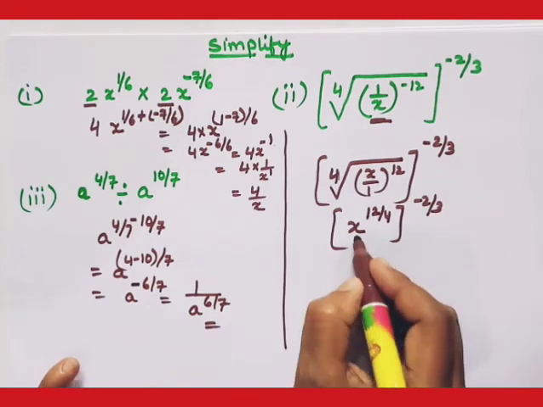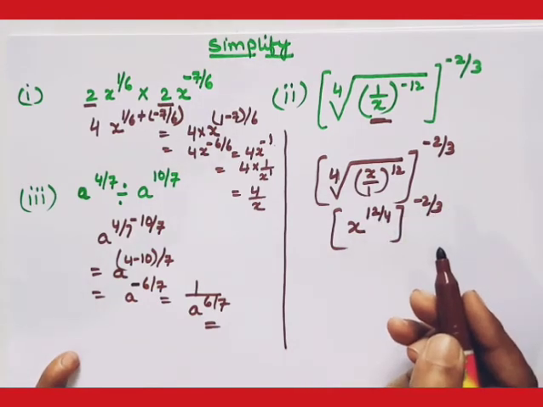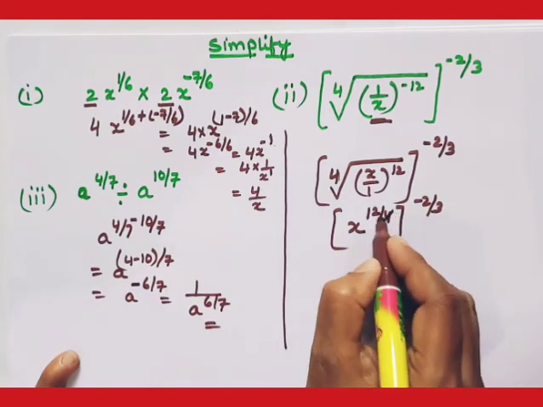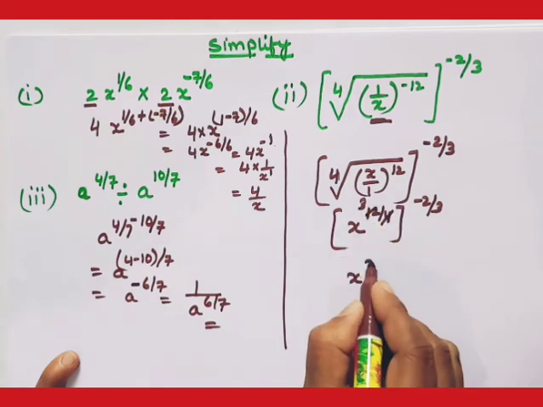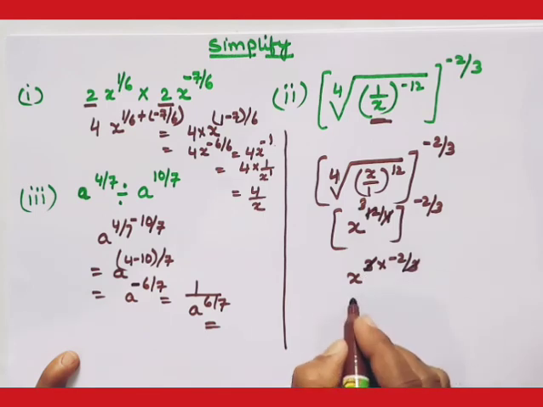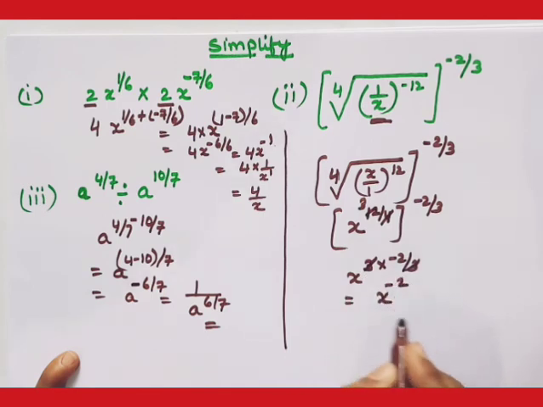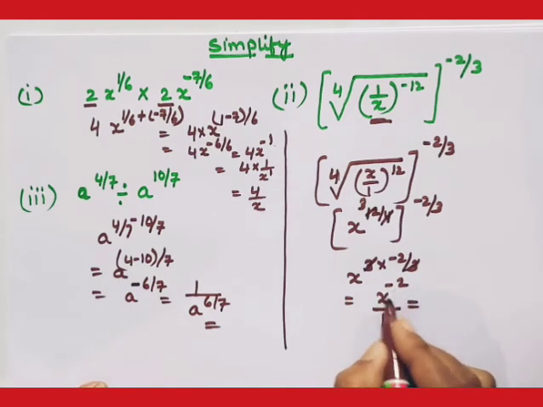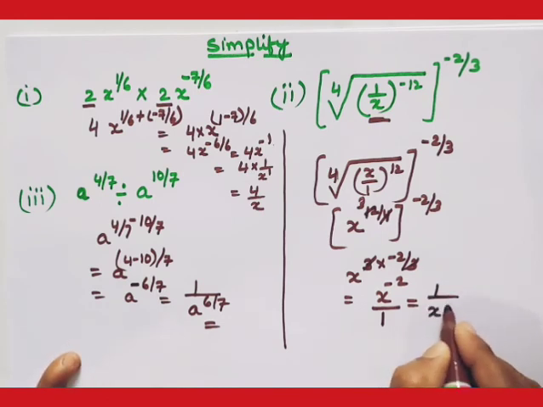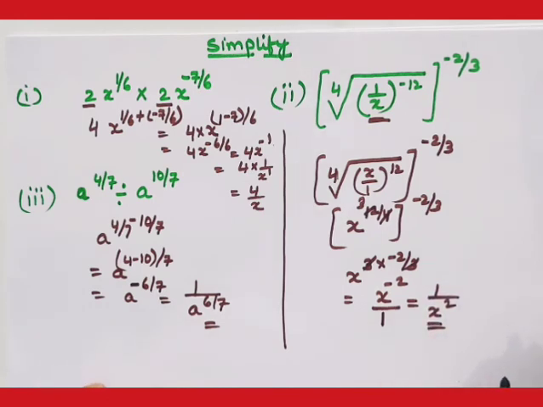Now see this, power to the power, that will be multiplied. So x to the power, so here you can cancel also, 4 threes are 12. So this is x to the power 3 into minus 2 by 3. So 3 and 3 is cancelled. You are left with x power minus 2, and you can write it as x power minus 2 by 1. And if you bring this x to the power minus 2 to the denominator if you want, then it will become x to the power 2. It will change into positive. So children, here we have completed these 3 questions of simplification.